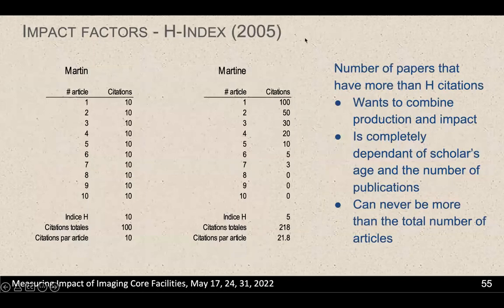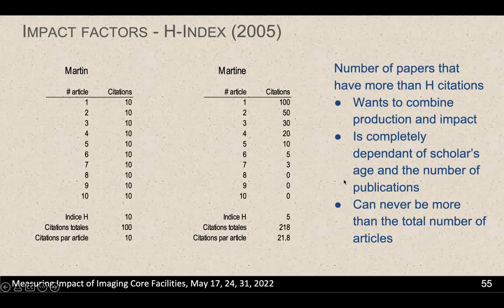Another one is the H index. So the H index can show in many ways, I showed it earlier with my own data. It was created in 2005, so it's not that long ago. I mean, it's 17 years, but it seems like yesterday to me. And it's the number of papers that have more than H citations, H being your H index. So it wants to combine production and impact.